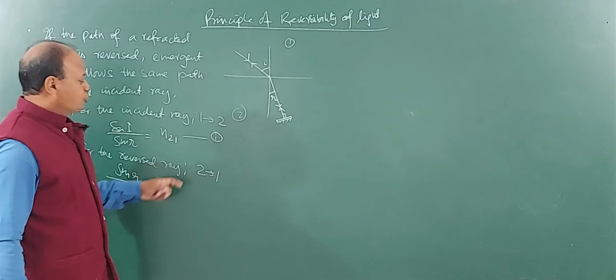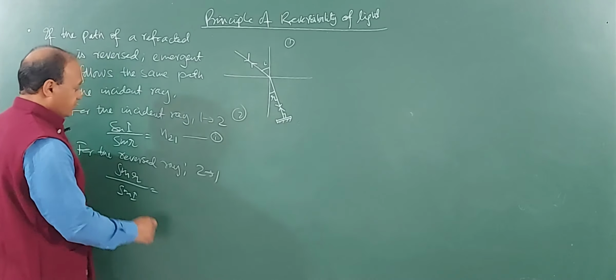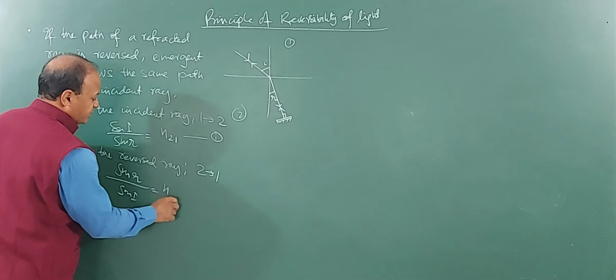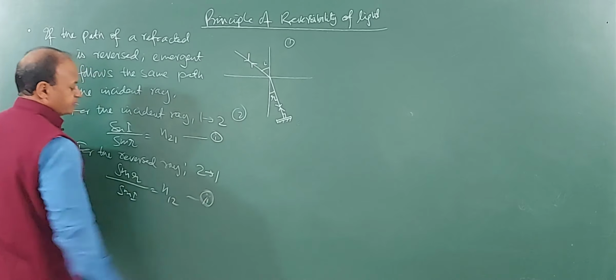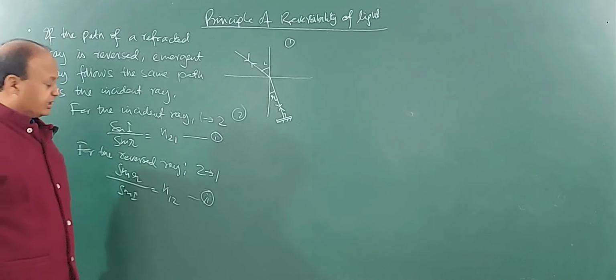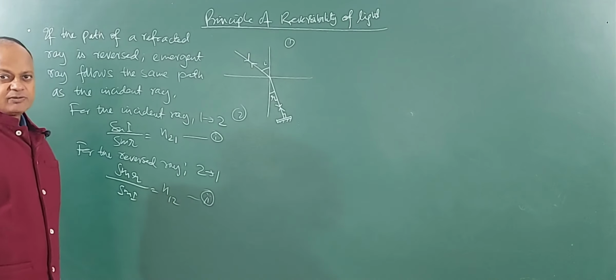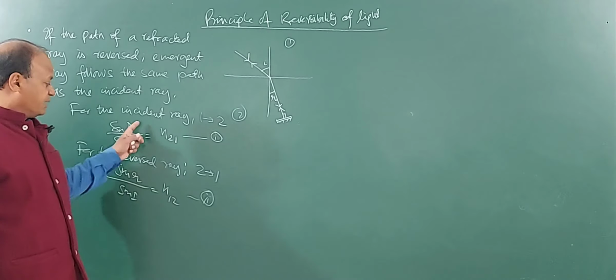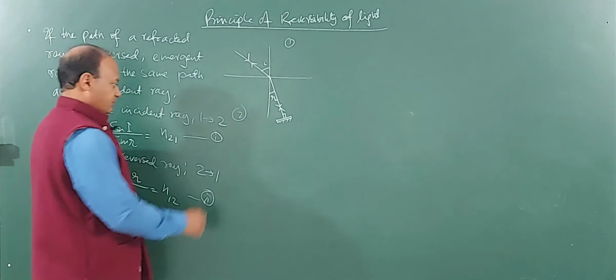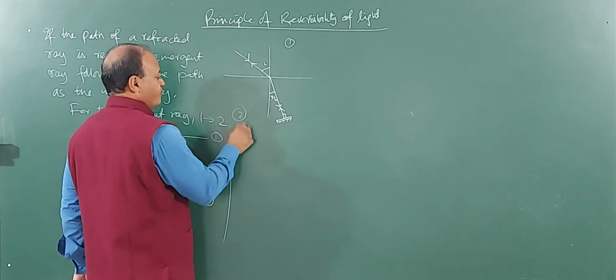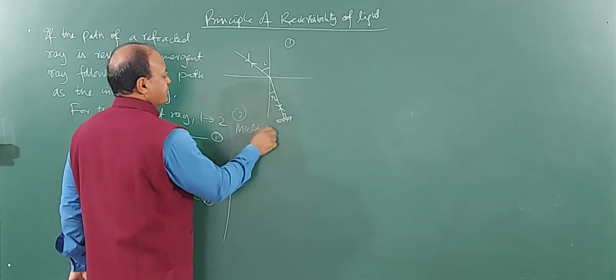And it is going from 2 to 1. So it will become the refractive index of 1 with respect to 2. That is for the reverse ray. And it becomes very interesting if I multiply equations 1 and 2, then we will get a very interesting result.